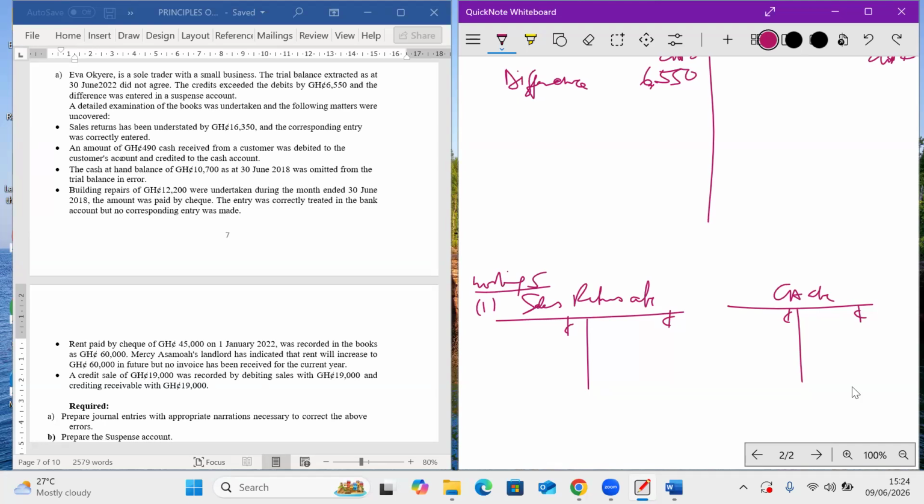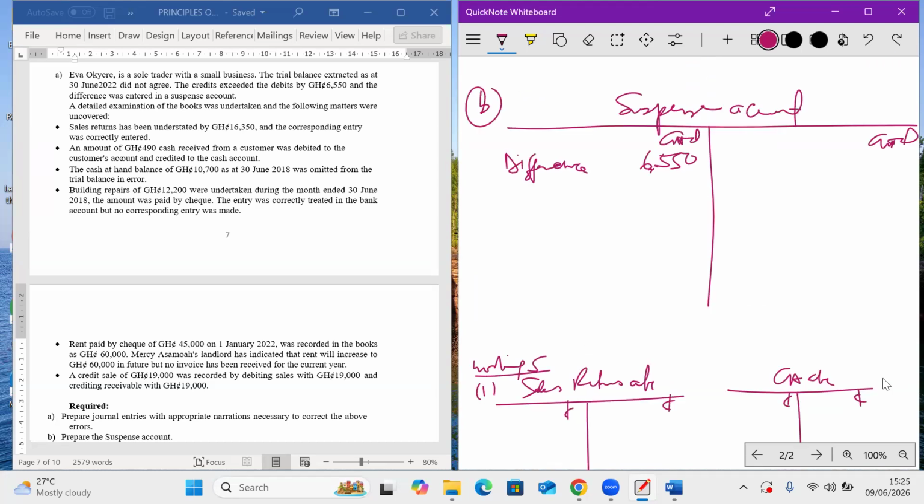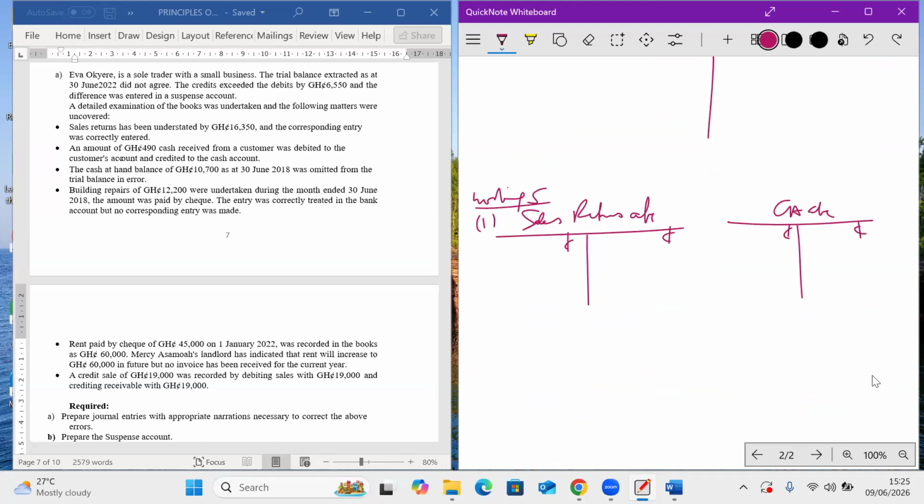Okay. So it says that the sales returns has been understated by 16,350. So record the entries per the transaction. We cannot record it. So of the two accounts, which one has the error? Sales returns. Yes. Now the next question is, does the error affect the agreement of the trial balance or does it not? It does. Okay. If it does, what do we do? We use suspense to correct it. So we use suspense. We bring suspense here.